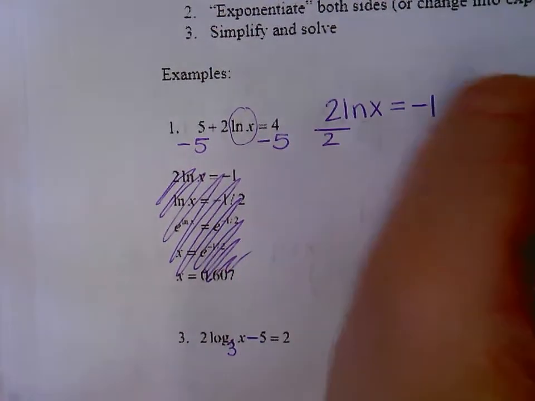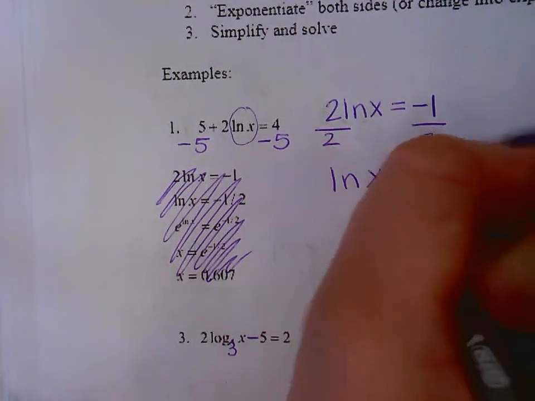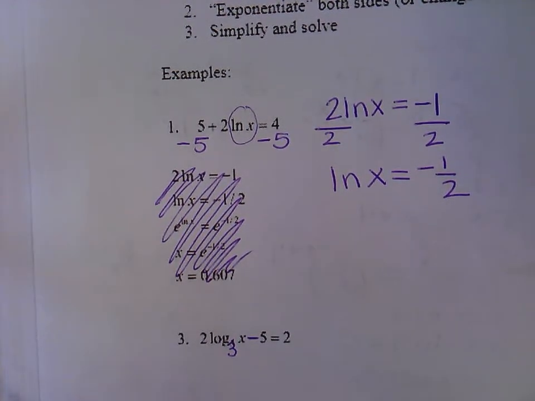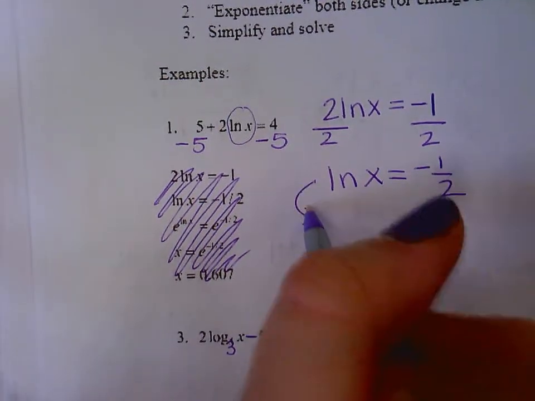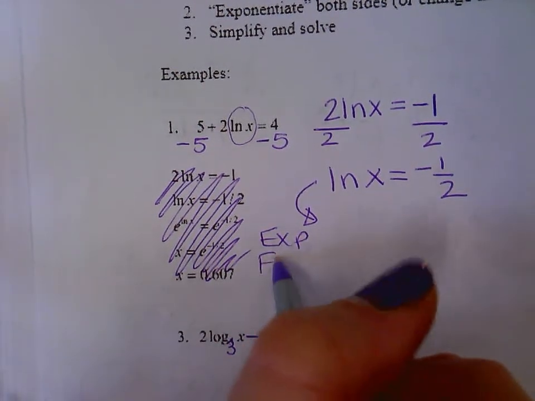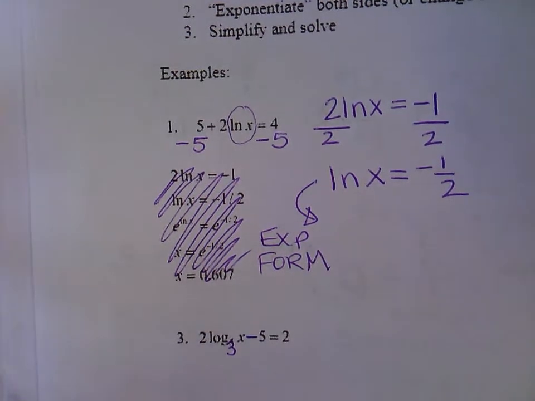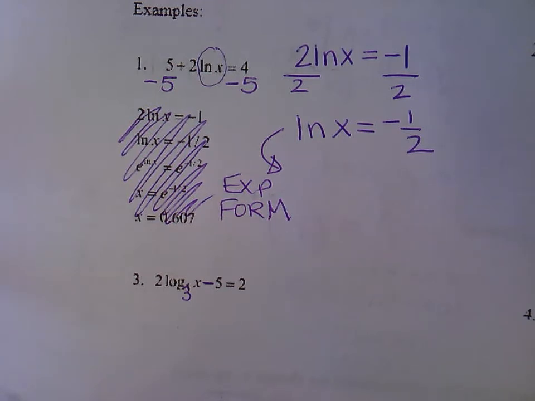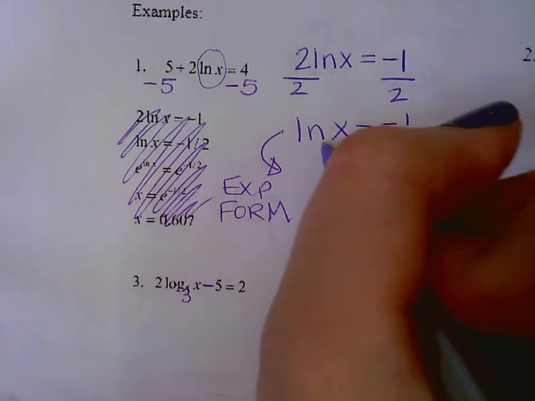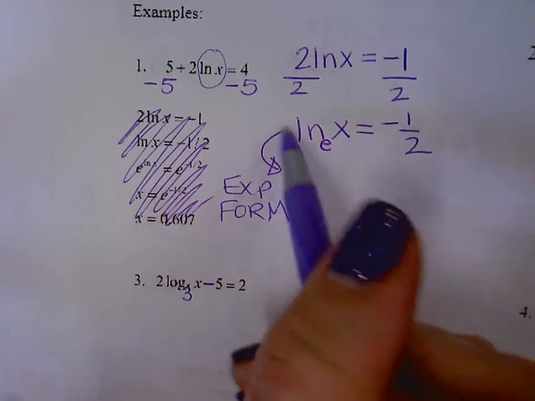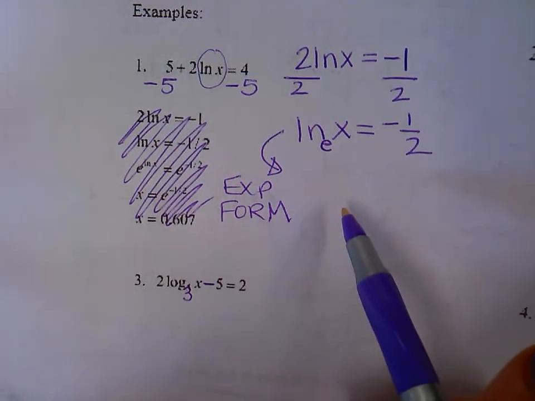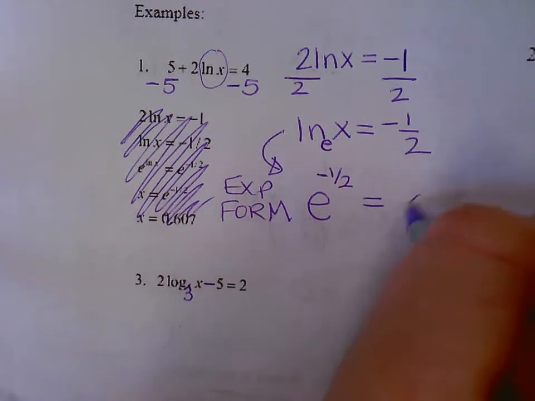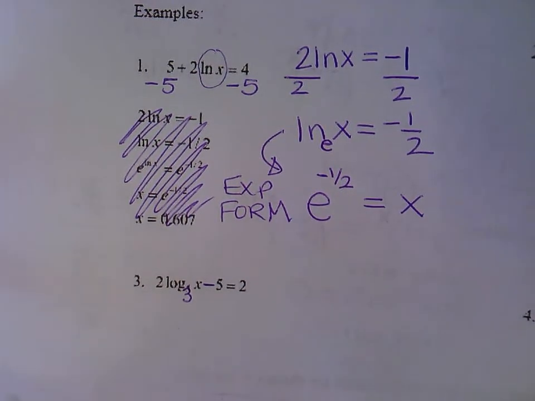Divide by 2 on both sides. Natural log of x is equal to negative 1/2. All right, I'm stuck in log world. I need to change this into exponential form. So to change it to exponential form, what is the base of this function? If it's a natural log, the base is e. So I'm going to write a little e in there. And now I'm going to change it into exponential form. So e raised to the negative 1/2 power is going to give me my solution of x.